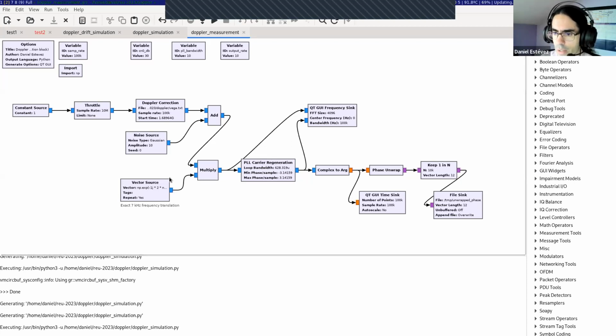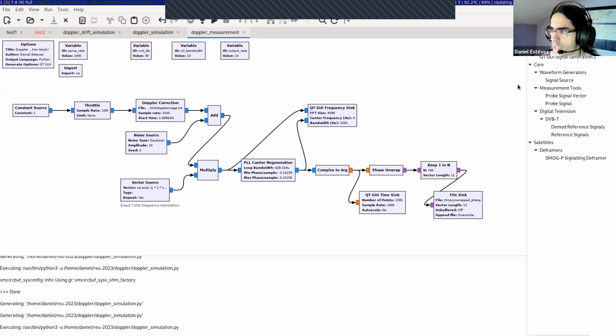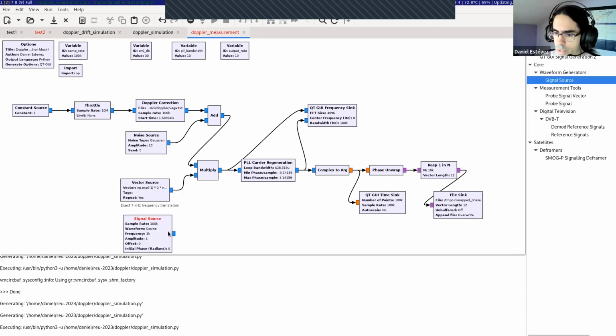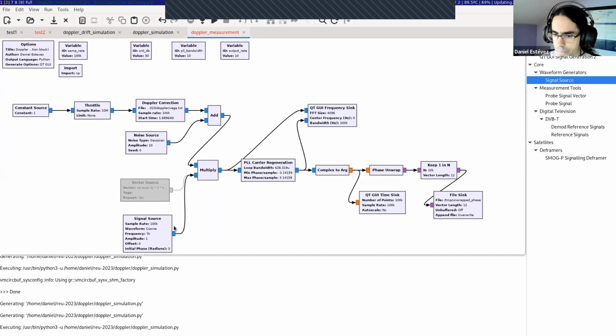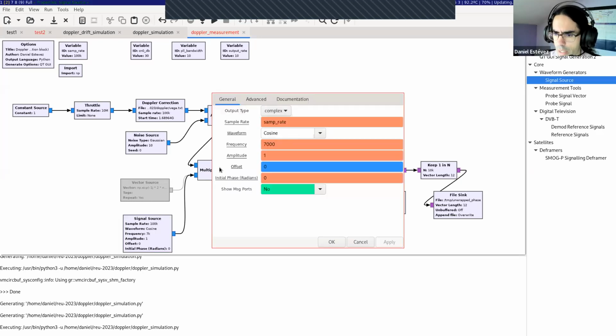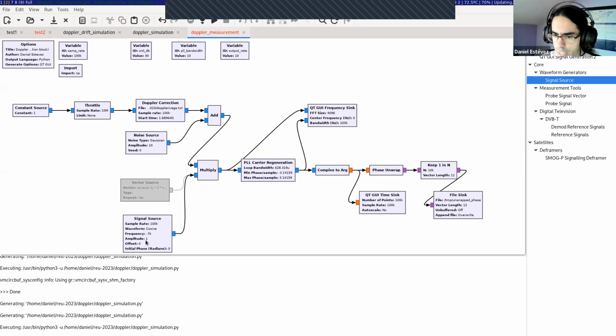And to do so, we are doing a frequency translation, but I want to do this in an exact way, because a way to achieve this would be to do a signal source, connect it here, put here 7,000 hertz, and here you go, this is moving the signal 7,000 hertz down in frequency.